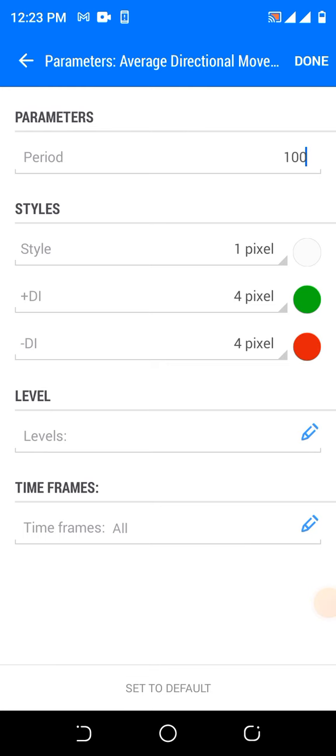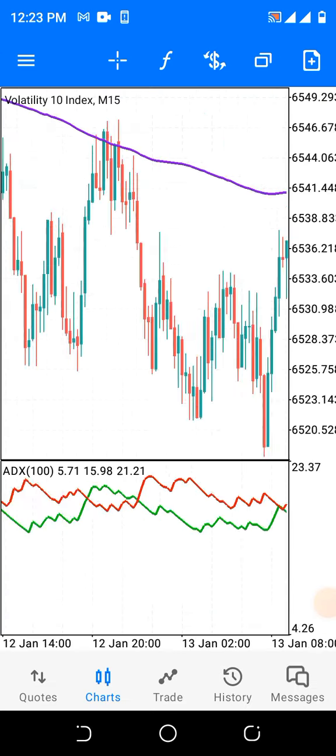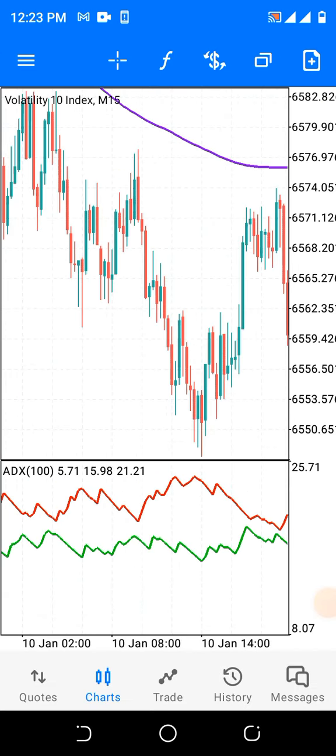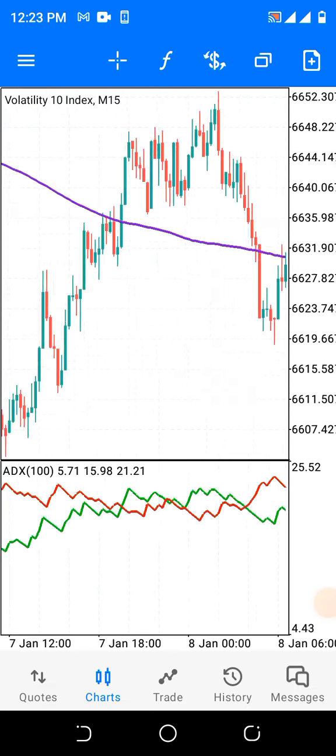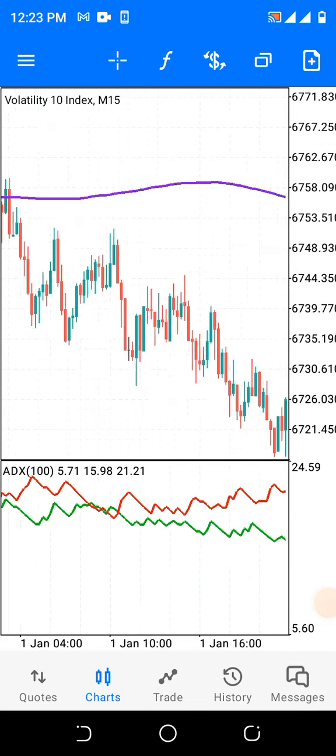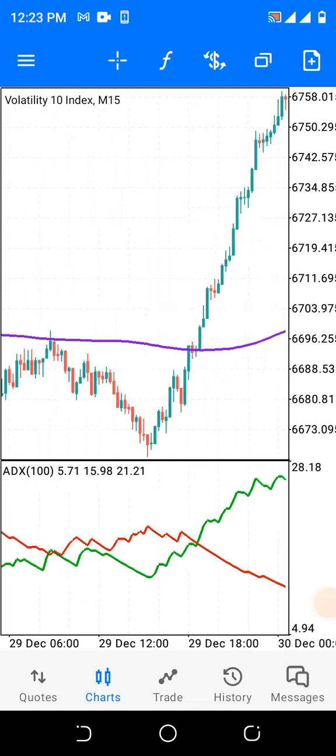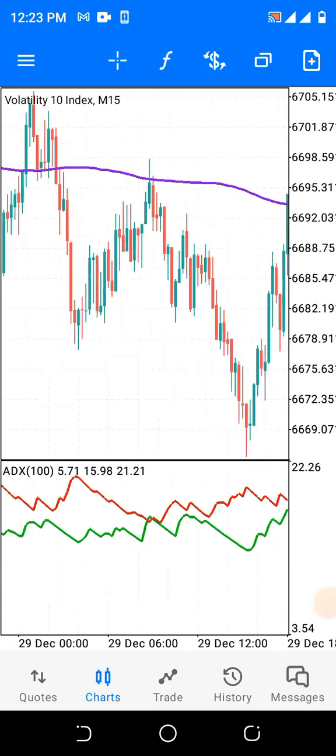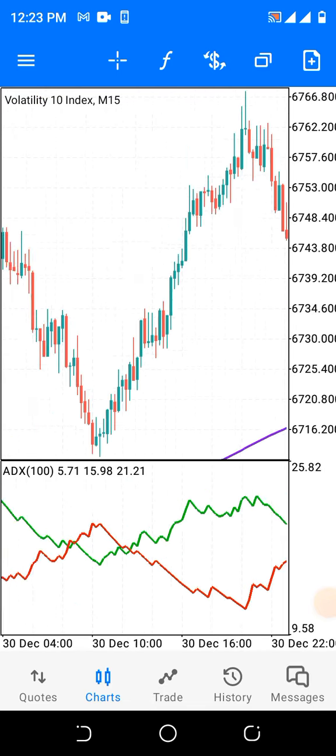So this is all you need for the Average Directional Movement Index setting. So you click done. So here we are. Now the next thing is how to apply this indicator, how to make use of it. Now pay attention, this is how to make use of it.